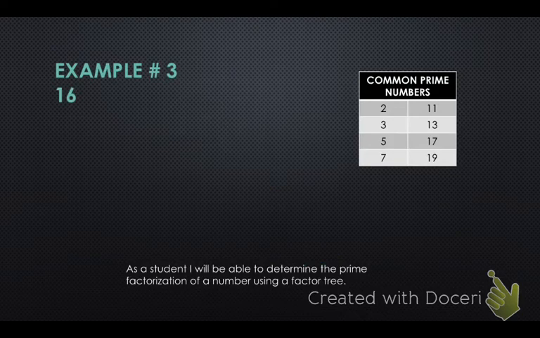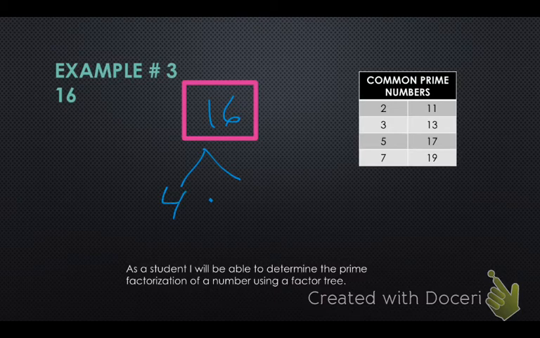Example number 3. We've got 16. Go ahead and put 16. We're going to put our box around it. We're going to create our tree. What makes 16? Well, how about 4 times 4? Well, unfortunately, 4 times 4, none of those are prime. However, 2 times 2 is. So we're going to go ahead and create a new tree. Those are both prime. I'm going to circle.